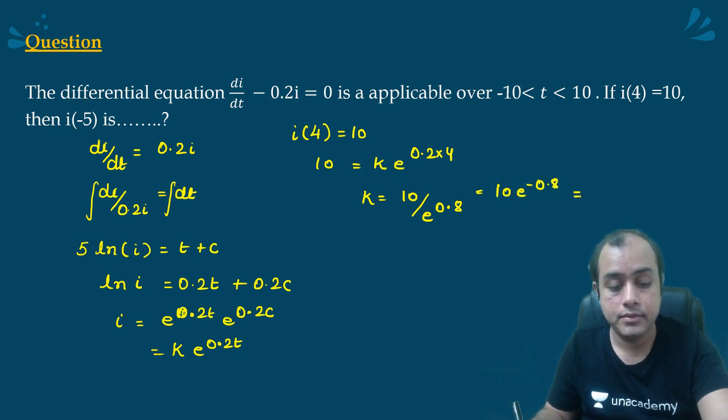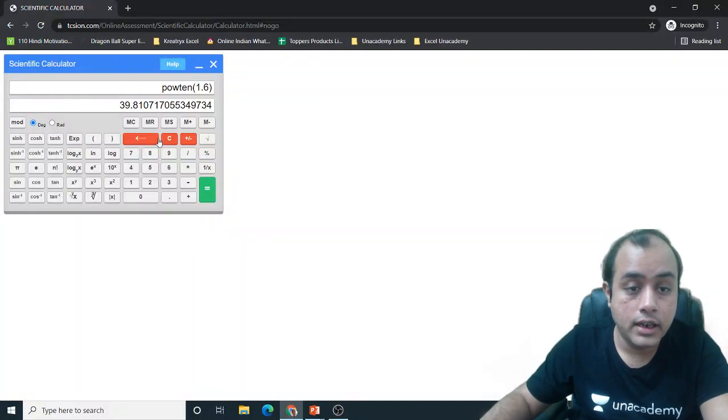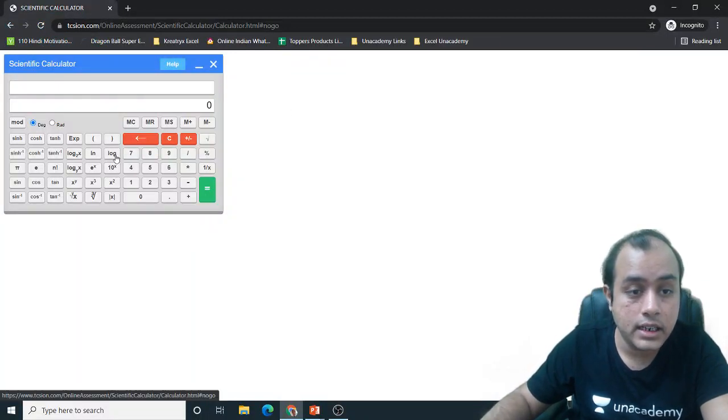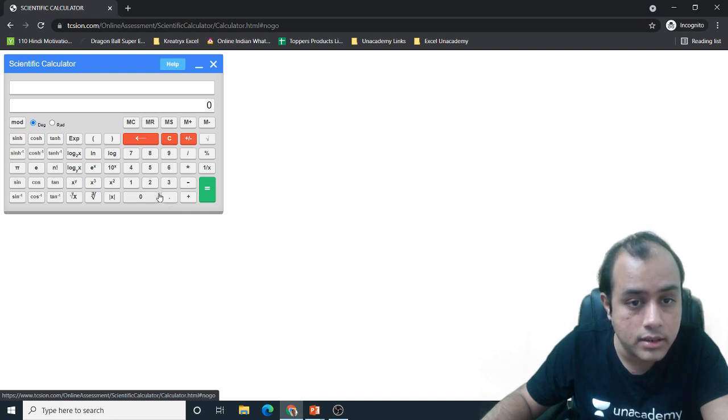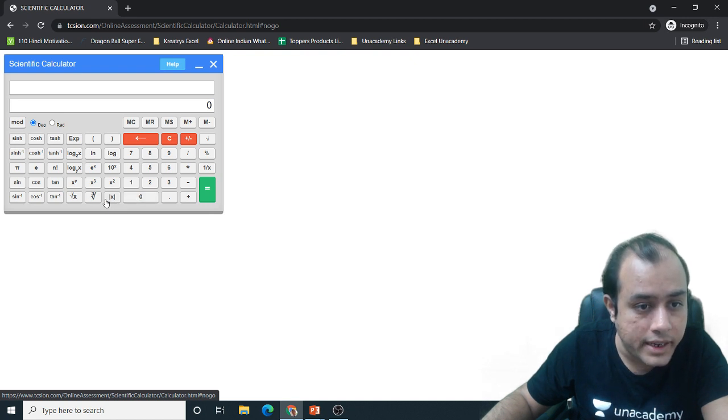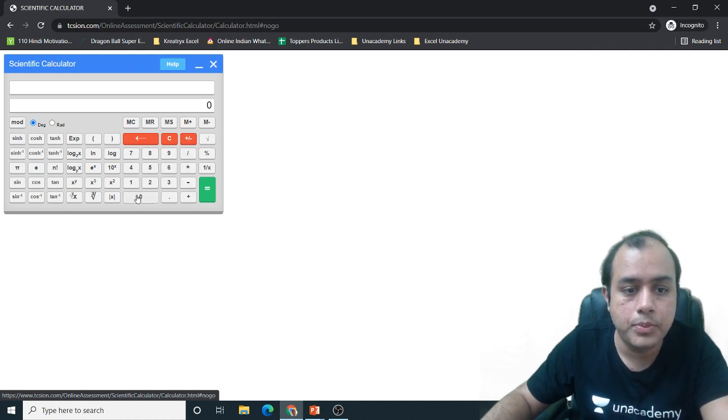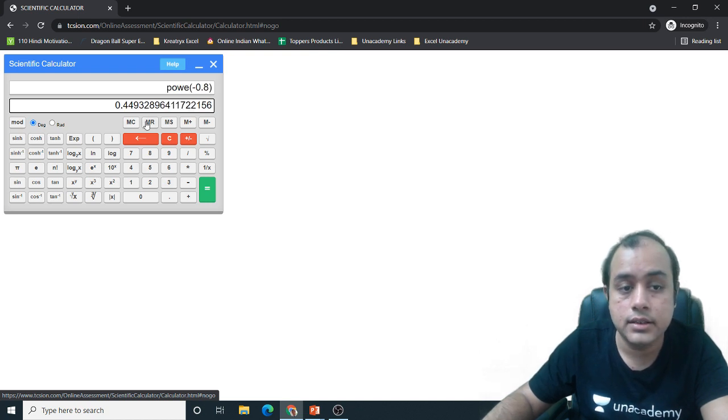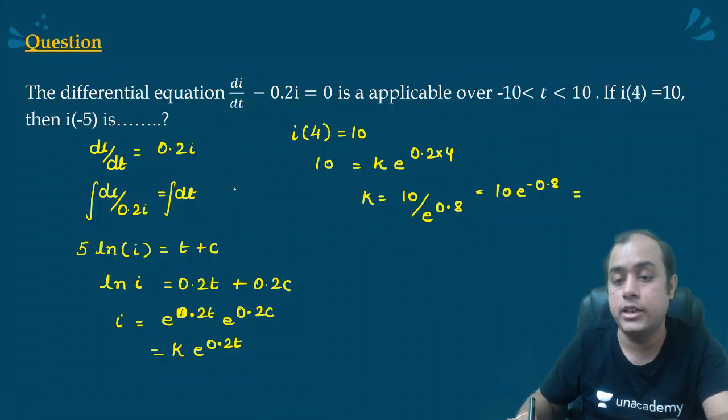Let's see. So first I'll clear it. I will write the minus sign. Where is the minus sign? Here it is. There is also a plus minus, I'm not able to locate it. So 0.8, minus, e to the power, 0.44932 into 10, that is 4.4932.